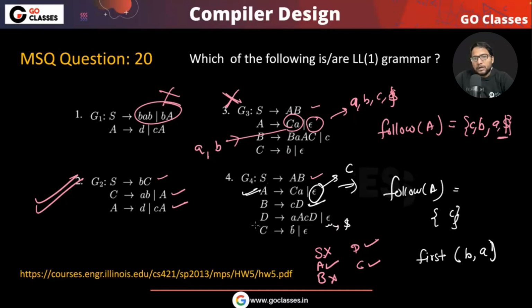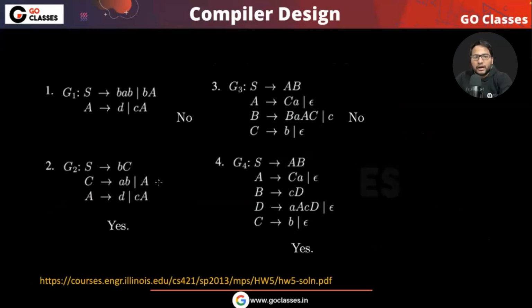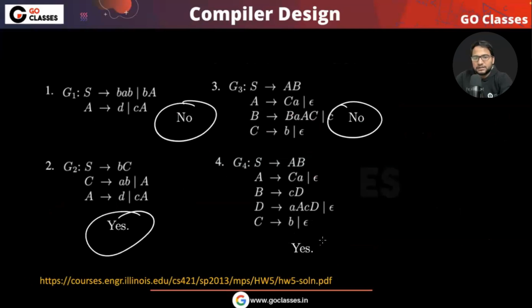This will go to small a. So I think that's also fine, right? And what about this? This will go to B and follow of capital C. What is the follow of capital C? I think only small a. So I think this is also fine. So this is LL1. Which means that 1 and 3 are not LL1, 2 and 4 are LL1, right? This is no, this is yes, this is yes. Okay.